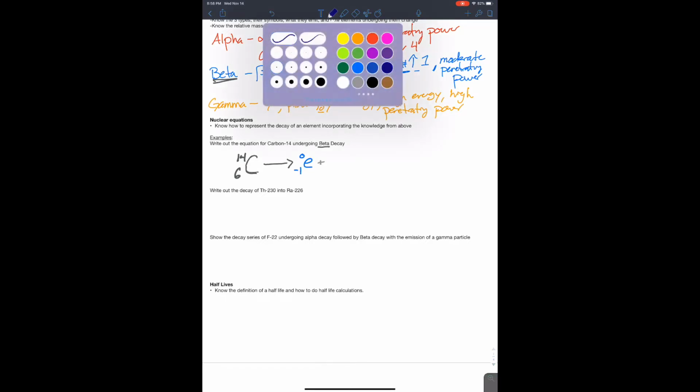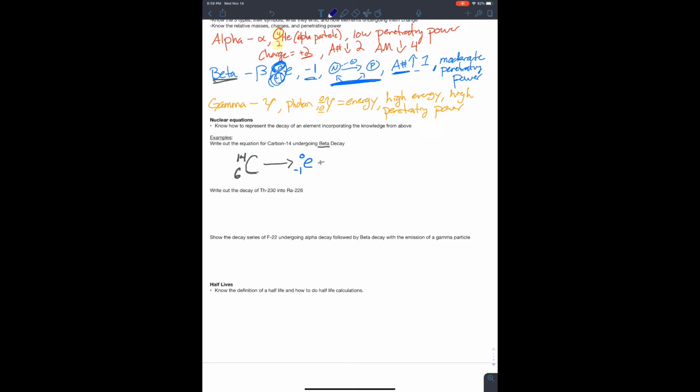All right, nitrogen, do it in this color. Oh, I gave away the answer. So what we know is that the protons are increasing by 1. So now we have 7 protons. If we have 7 protons, it has to be nitrogen. Can't be anything else with 7 protons. Protons define the element.